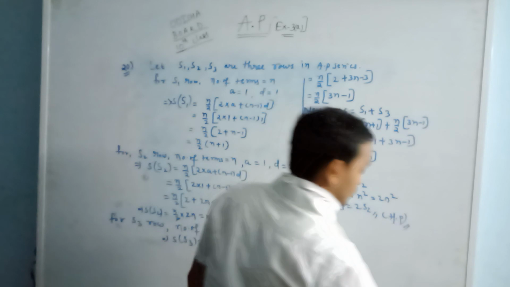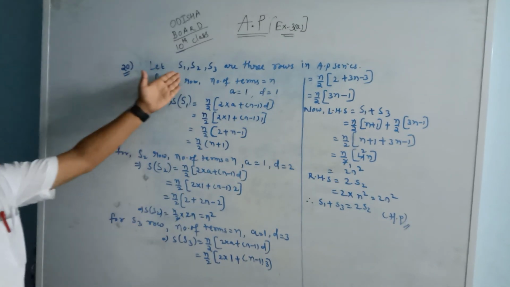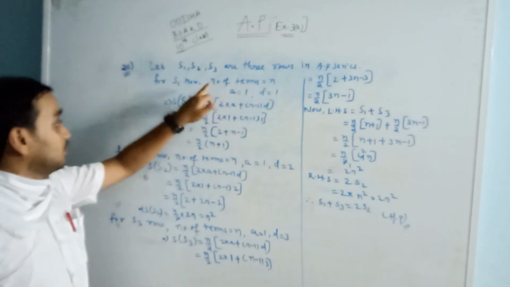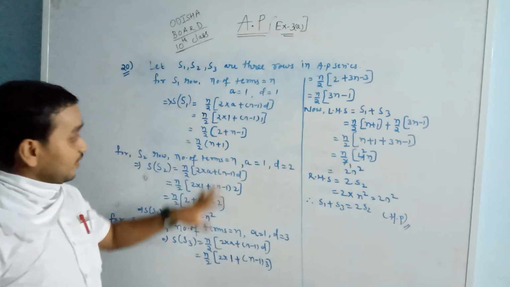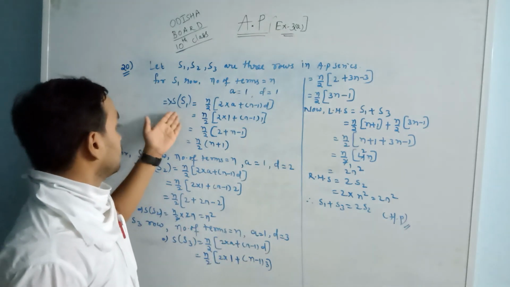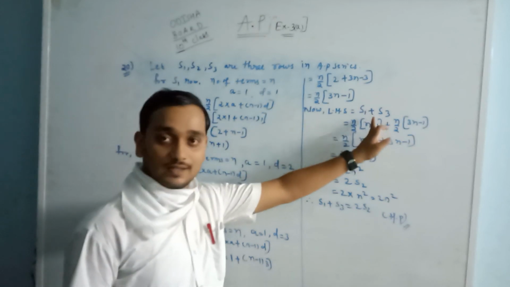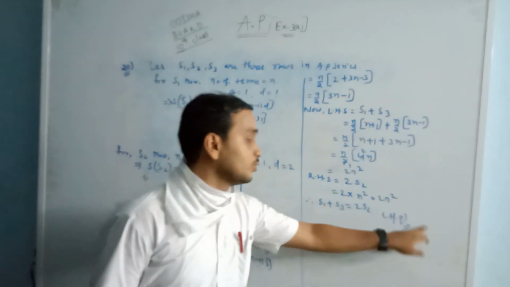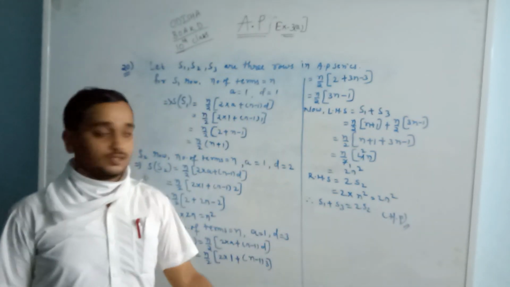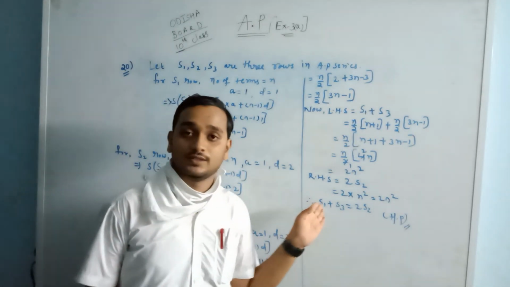Okay, so 3 rows are there, and for every row the number of terms is equal, but the common difference is different. So for S1 this, for S2 this, for S3 this, then put the values in LHS and RHS, then we prove that S1 plus S3 is equal to 2S2. Okay, all of you got this point, note it down.